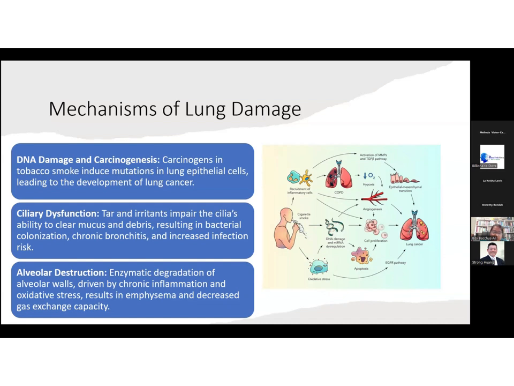Ciliary dysfunction. The tar and irritants from the burning of tobacco impair the cilia's ability to clear mucus and debris, resulting in bacterial colonization of the airway, chronic bronchitis, and increased risk of recurrent infection. Alveolar destruction. You have the enzymatic degradation of the alveolar walls. This is driven by chronic inflammation and oxidative stress, and it results in emphysema and a decrease in gas exchange capacity.